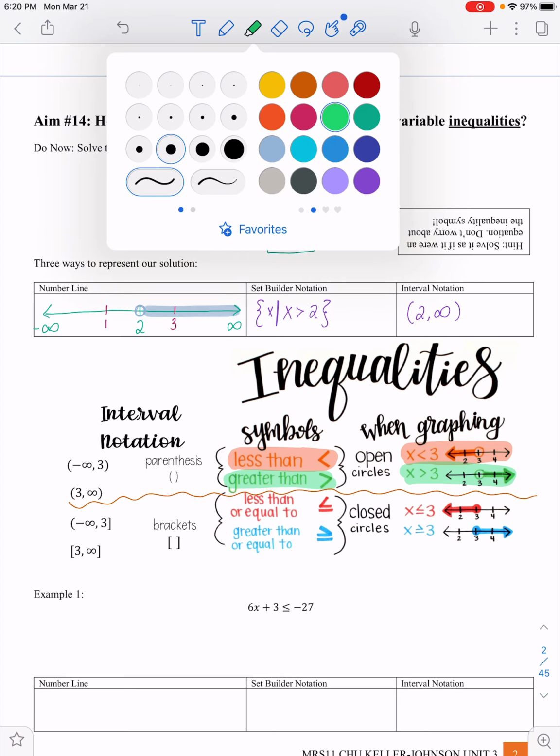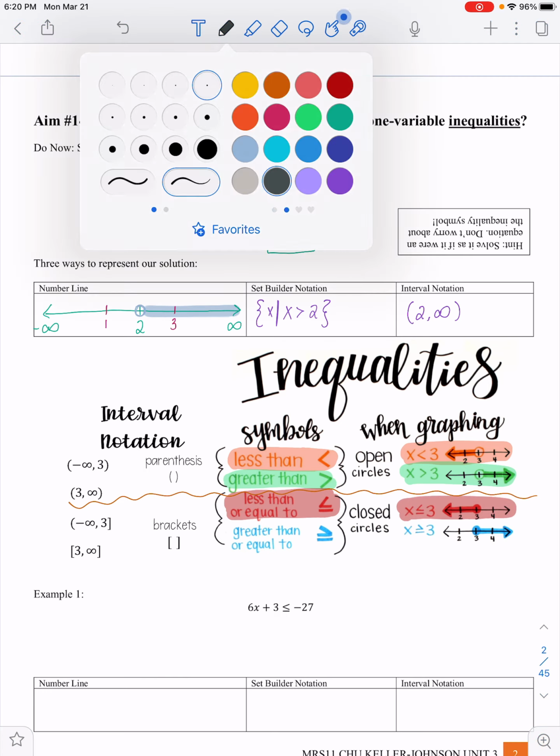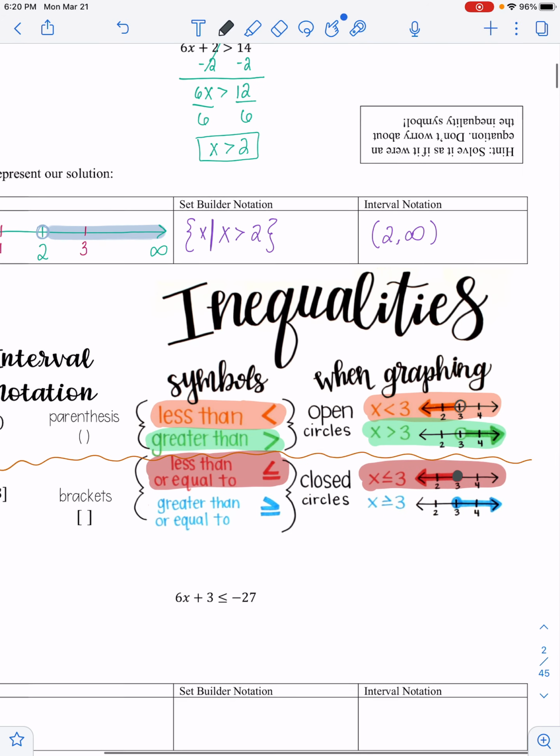And then we have our less than or equal to symbol. The only difference between that and the less than symbol is that the number that you're at gets a closed circle. So I want you guys to pay really, really close attention. Let me show you. At 3, when it was less than, we had an open circle. But if it was less than or equal to, the circle was shaded in. That means 3 is included in your solution set.